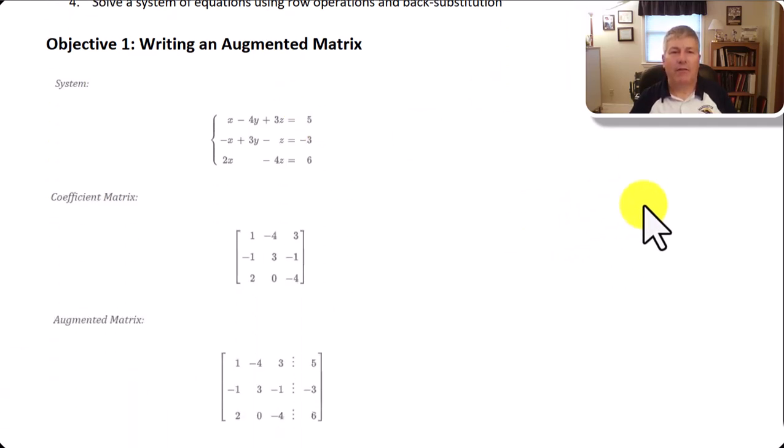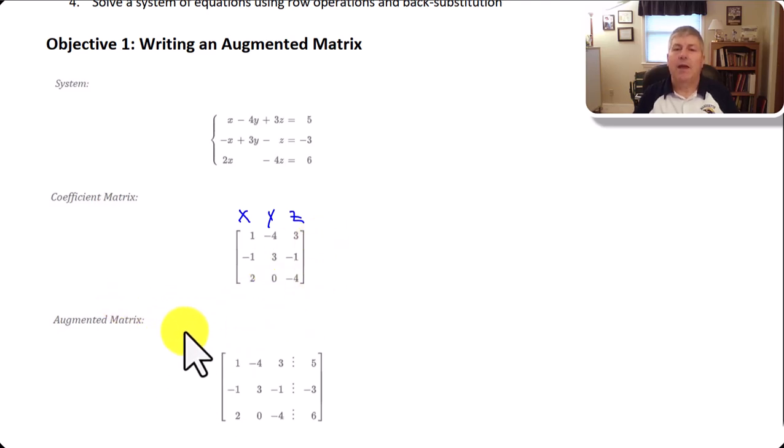So just as a matter of definition here in Objective 1, I've got a system of equations of three variables, x minus 4y plus 3z equals 5, negative x plus 3y minus z equals negative 3, and 2x minus 4z equals 6. And what we do in a coefficient matrix, we end up dropping all the variables and working with just the coefficients. So in a coefficient matrix, I'm going to write down my coefficients for x, y, and z in their rows, for each equation. So equation 1, equation 2, equation 3.